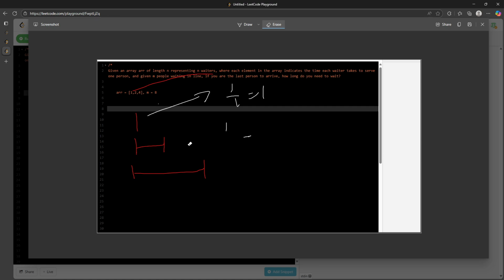Now you have n people in a line, and how much time do you need to wait? So n is 8 people in the line, and you are the last person to arrive, so you're going to be the ninth. Beforehand, you have 8 people waiting, and then you are the last person to arrive. If you interpret the question like this, it will be a little bit more straightforward.